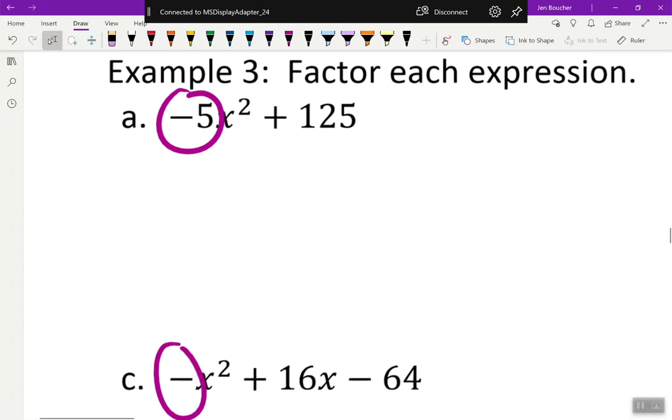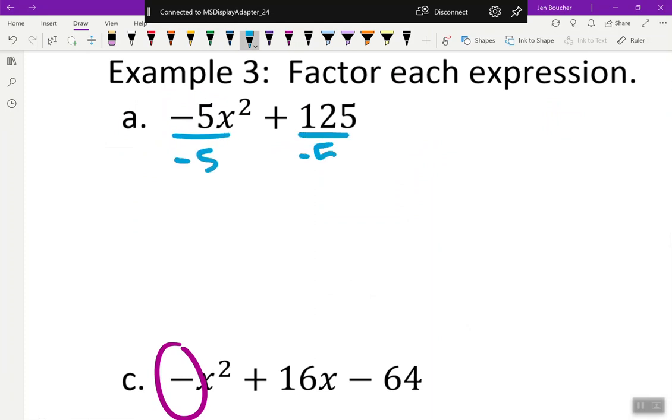Okay, on part A, what's the GCF? What do these both have in common? A -5. Now, I want to write it up front like I did last time. What are we left with? X squared. The plus becomes a minus, and 125 divided by 5 is 25.